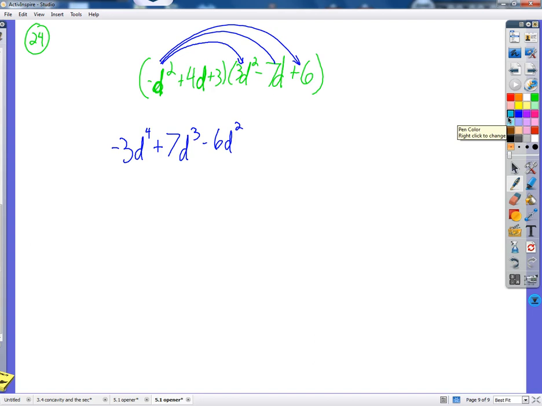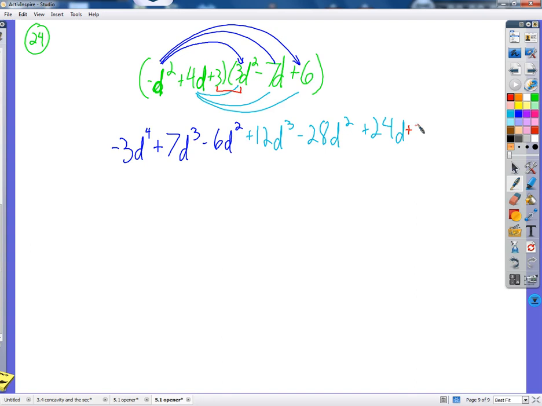Move on to 4d. 4d times 3d squared is 12d to the third. Minus 28d squared. Plus 24d. Don't forget, we got this third thing to distribute, and if we got a fourth thing, we move that, and just keep going through until everything is paired with everything else. So here we go, 3 times 3d squared is 9d squared, and 3 times negative 7d is negative 21d, 3 times 6 is 18.